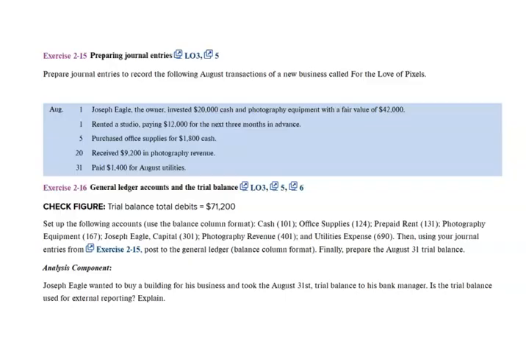Okay, so on August 1st, Joseph Eagle, the owner, invested 20,000 cash and photography equipment with a fair value of $42,000. Okay, so now this is an entry that has more than one thing going on. They've invested cash of 20,000 and photography equipment. So you could do this in two entries, or you can do it in one that's combined. And I'll show you how to do it in the one that's combined.